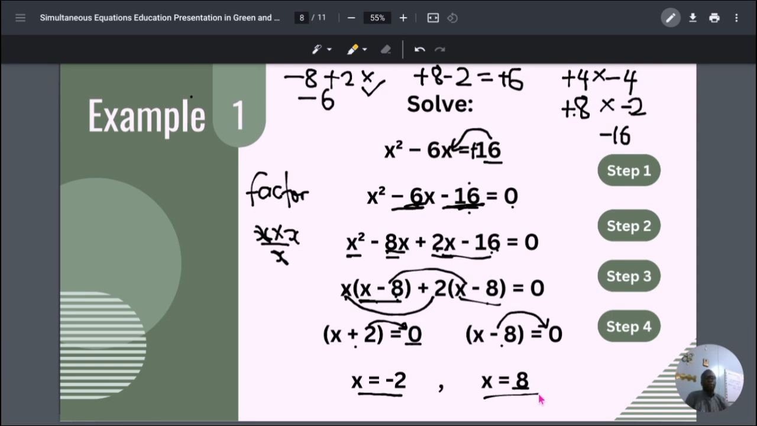You can check by substituting minus 2 into the value of this equation up here. You would see that you will get it. You can also substitute 8 into this place. You will also get your answer correctly. Okay, so let's go to example 2.